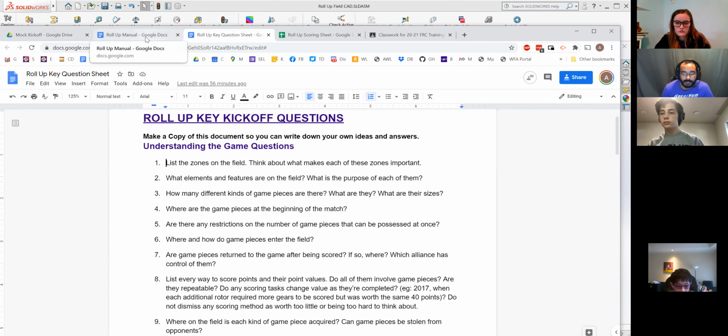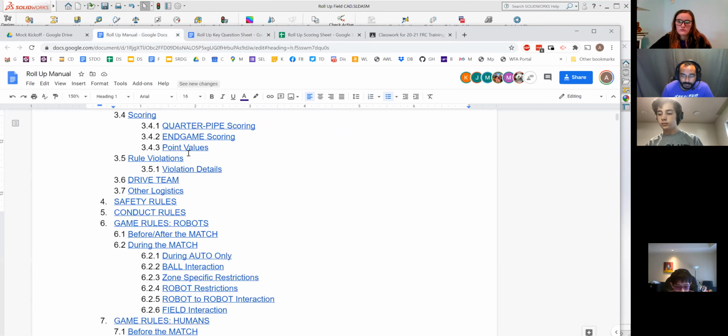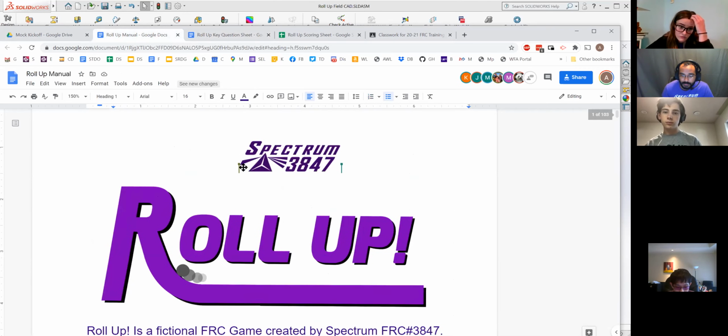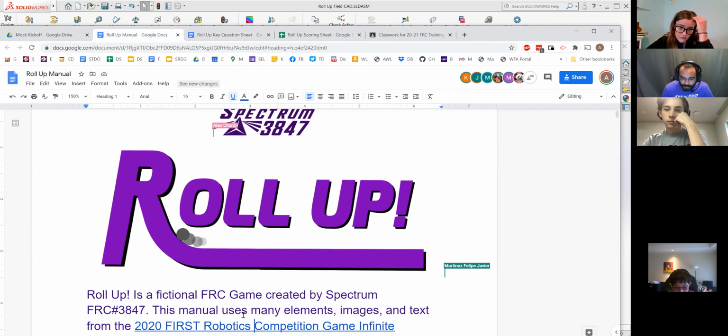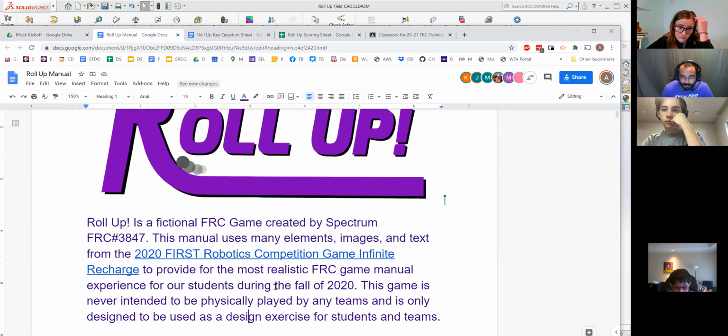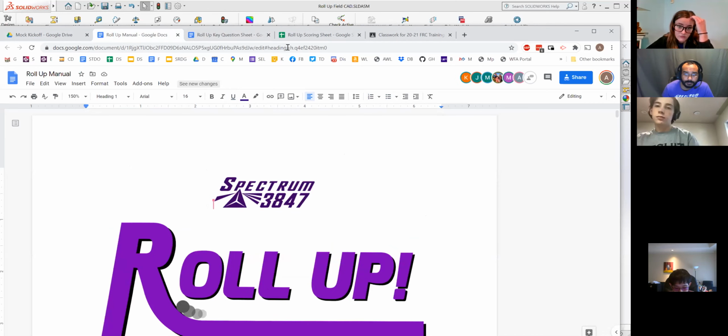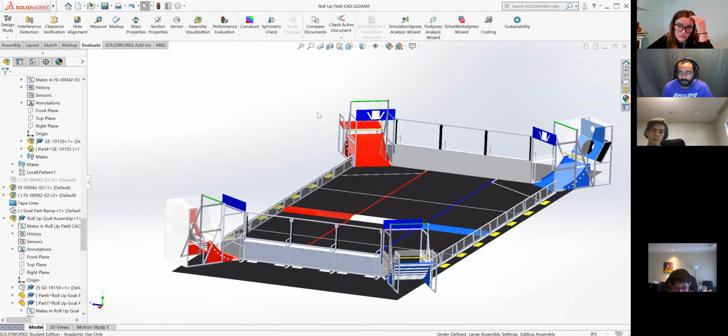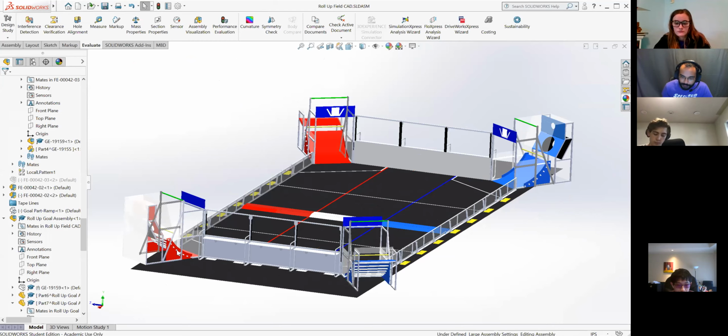Okay, so our mock game for this season is Roll Up. It is a completely fictional game, right? We do not plan to play this game in any real sense. At the moment, if we have time, if there's ways to do things in person, we may eventually build some sort of prototypes or things with it. But the full official field will never be built, as far as we know. We have no plans to do so.